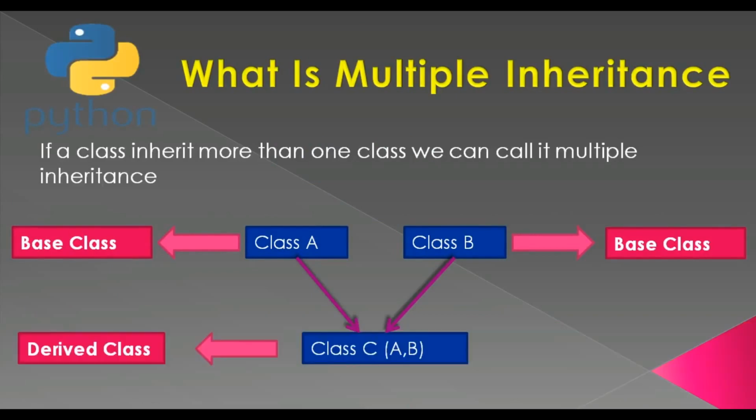So what is multiple inheritance? If a class inherits more than one class, we call it multiple inheritance. What I mean is, for example, in here I have two classes, class A and class B. These two classes are base classes, and after that I have another class called class C. Now this class C inherits from class A and B, and this is the derived class. Class C can access all attributes and behaviors of class A, and also all attributes and behaviors of class B. So this is a simple explanation of multiple inheritance.